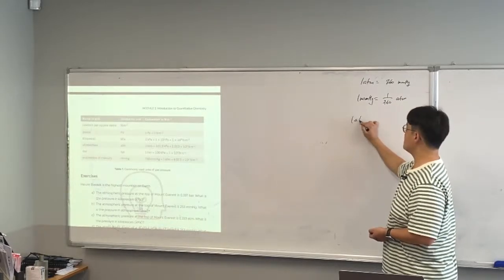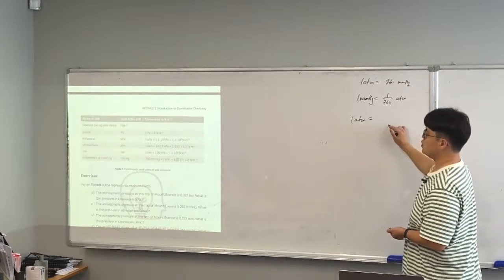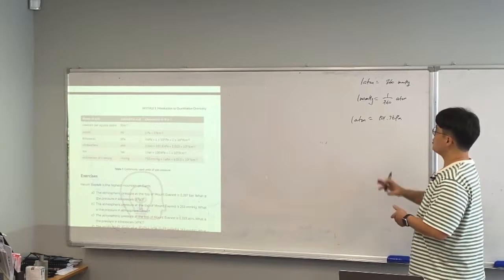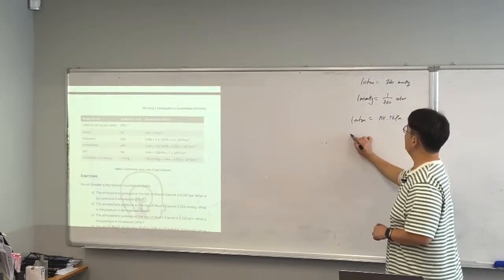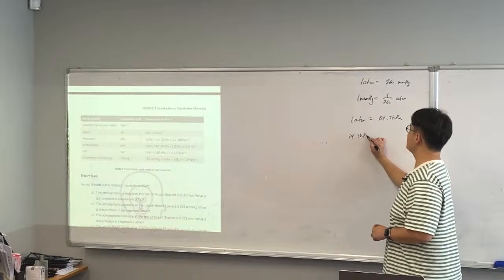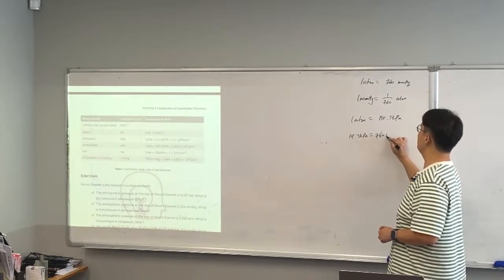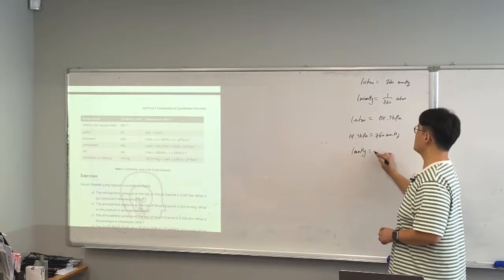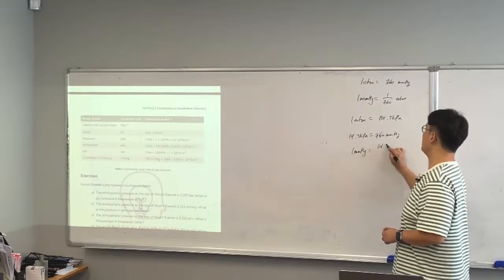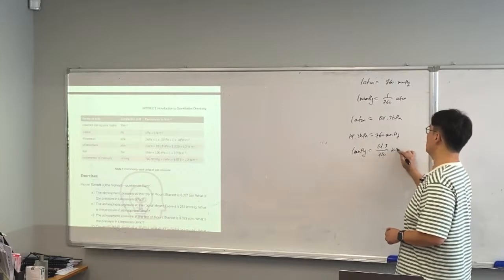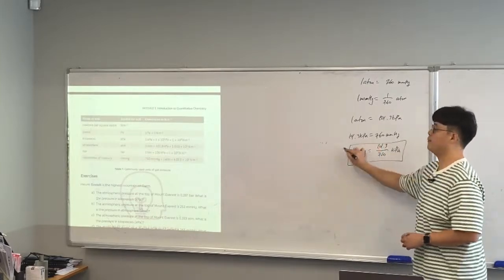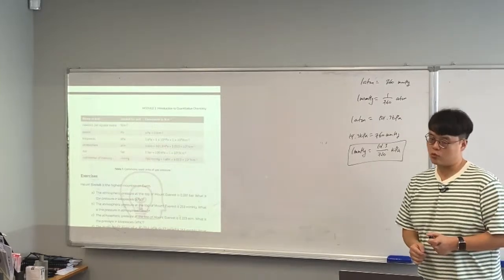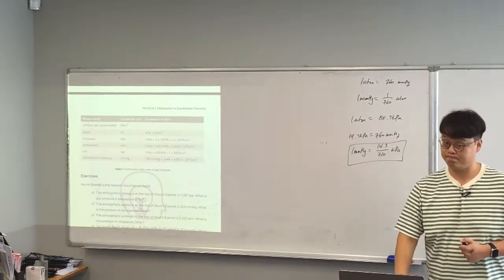And 1 ATM, atmosphere, is equal to 101.3 kilopascal. We can substitute back in here that 101.3 kilopascal is 760 millimeter mercury. So 1 millimeter mercury must be 101.3 divided by 760 kilopascal. This is how we can convert the millimeter mercury to the kilopascal then. But do we need to convert that? Okay, we'll see.